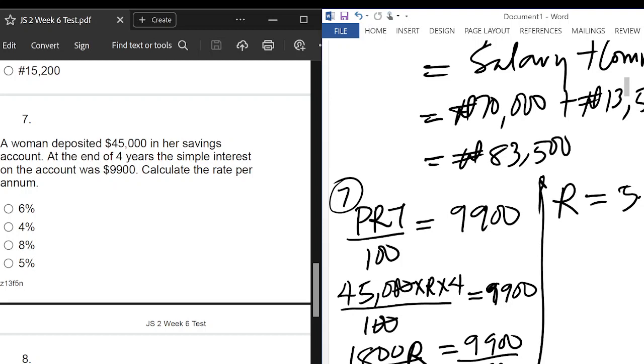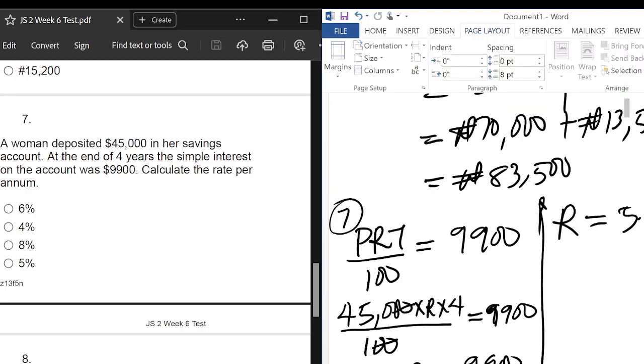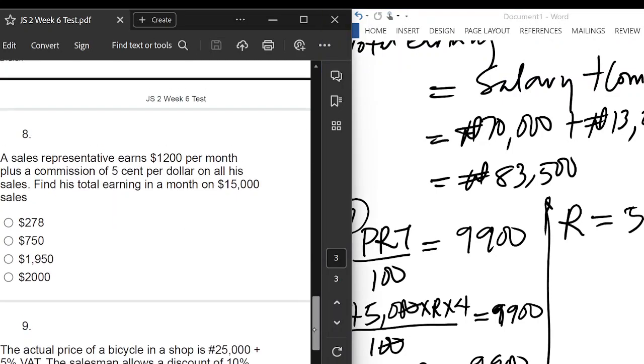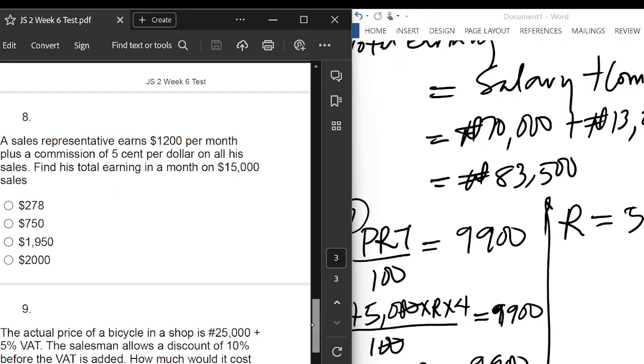I think that's what we're supposed to have. Sorry. So that is 5.5%. But from the options, we don't have 5.5. I think they just made an error. The last option is supposed to be 5.5. So that is the answer for that one. 5.5 is the answer there. So move to the next question, which is question number 8.